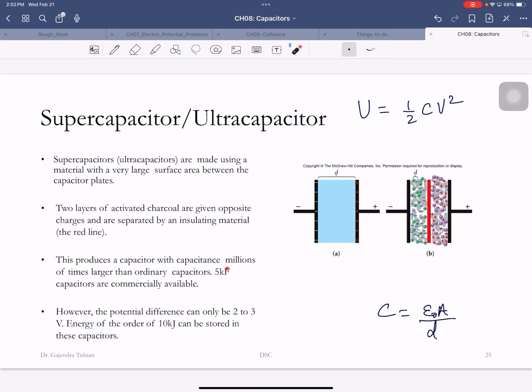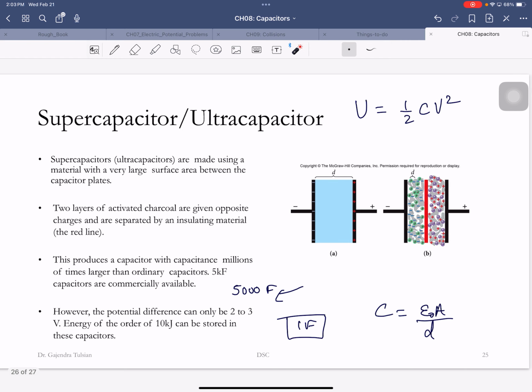And a 5 kilofarad capacitor, 5,000 farads. Back in the day, a 1 farad capacitor was very expensive and very large. And now you can go to Amazon and buy a 5,000 farad capacitor. The problem, however, is that a potential difference of only 2 to 3 volts and energy of 10,000 joules can be stored in these capacitors. So you can't charge them to very high voltage. But this is good enough.